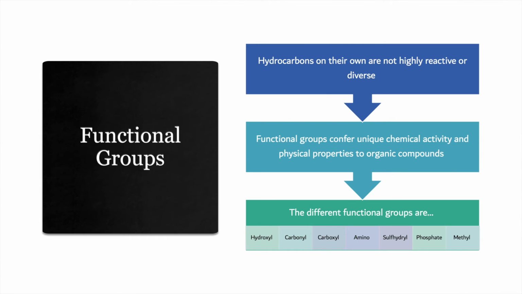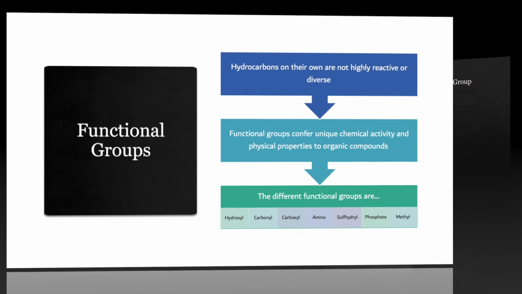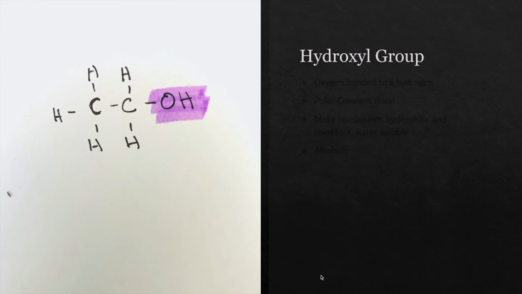Next, let's discuss functional groups. Hydrocarbons on their own are not highly reactive or diverse. Functional groups confer unique chemical activity and physical properties to organic compounds. The different functional groups are hydroxyl, carbonyl, carboxyl, amino, sulfhydryl, phosphate, and methyl. Let's first discuss the hydroxyl group.